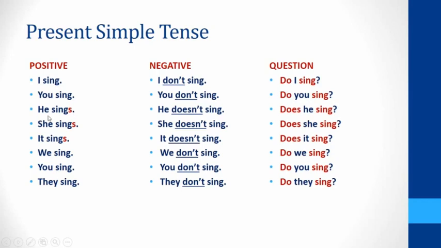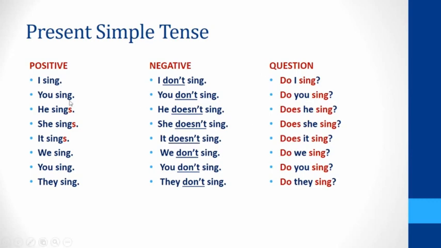He sings. My sister sings. My brother sings. She sings. It sings. Okay? Negative. Negativne rečenice, odrične. I don't sing, you don't sing, he doesn't sing, she doesn't sing, it doesn't sing, we don't sing, you don't sing, and they don't sing. Okay. Isto je jednostavno, za sva lica koristimo don't, osim za treće lice jednine: he doesn't, Peter doesn't, she doesn't, Anne doesn't sing well. Okay.